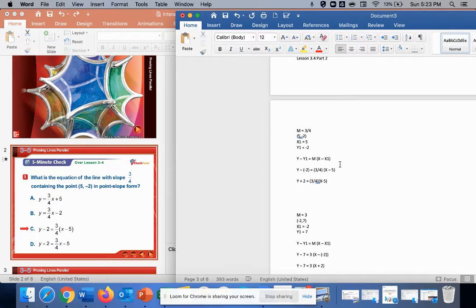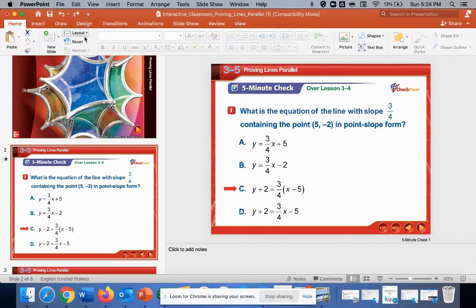So we plug in. We plug in our y1, -2, for y1. We plug in our slope, 3/4, for m. And for our x1, we plug in 5. So we get y minus -2 equals 3/4 times x minus 5. Remember, since this is minus -2, it becomes +2, and that is our final answer: y plus 2 equals 3/4 times x minus 5. Let's keep it going.